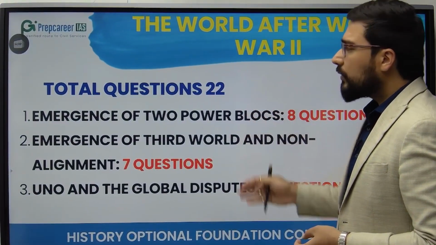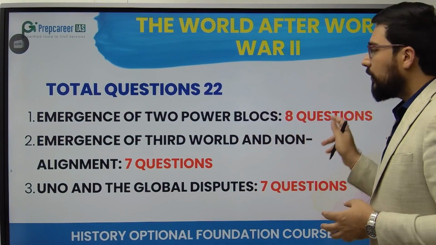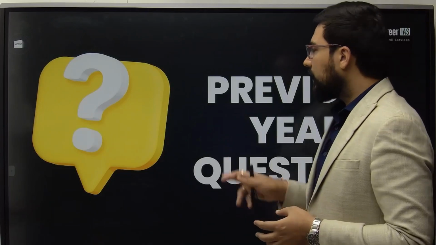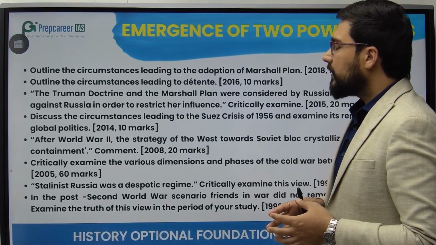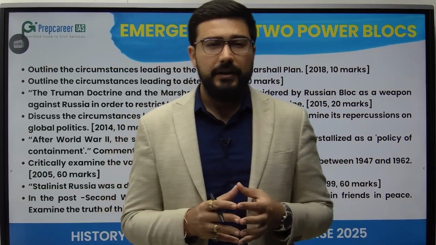So if you see the total number of questions, there are around 22. From the first theme 8 questions, second 7 questions, third also 7 questions. Let us see them quickly. So if we see the first topic, it is about Cold War. So in Cold War there are quite a lot of terms, phases you have to remember, right?